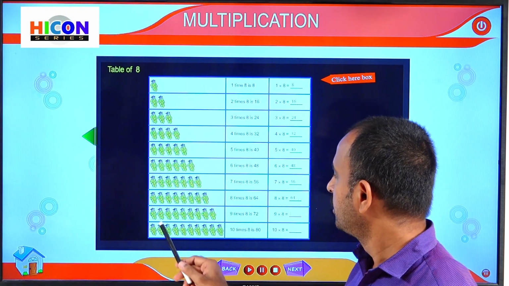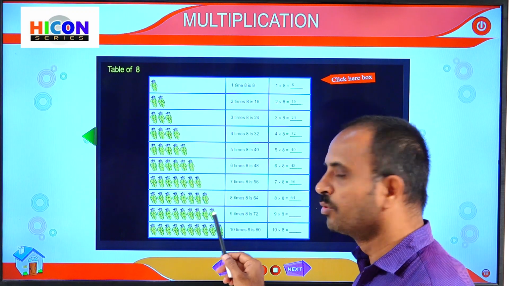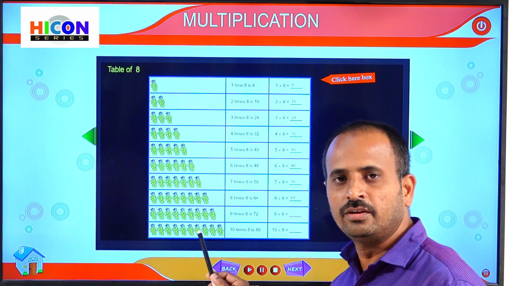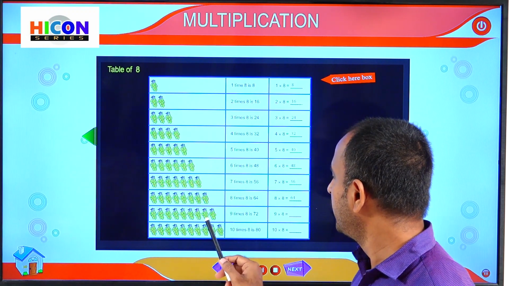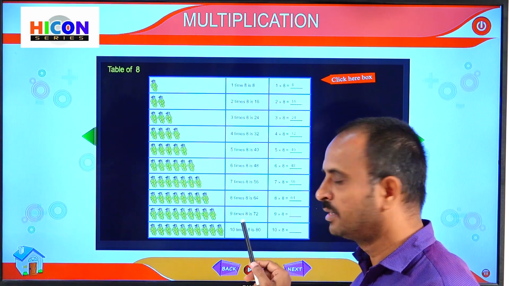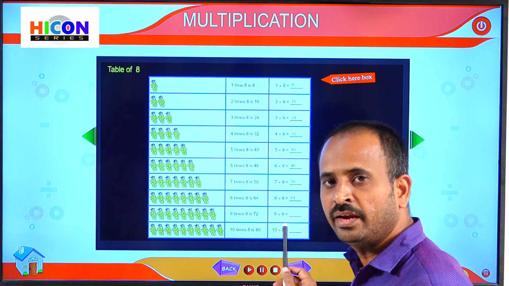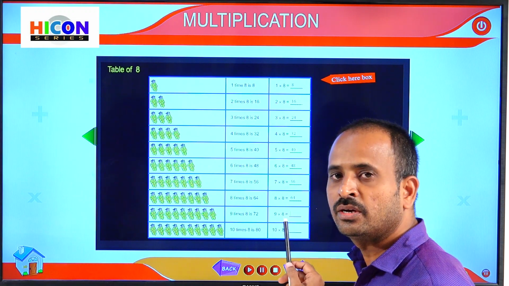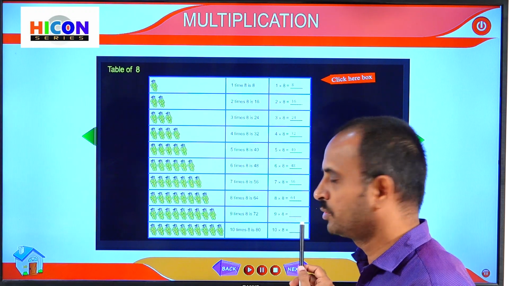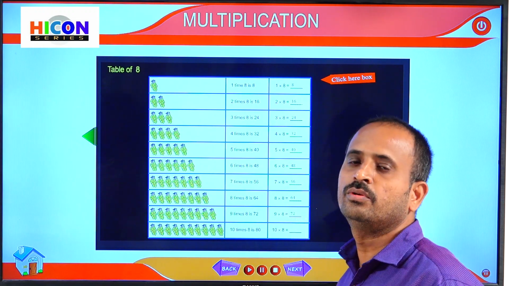So see the children. So there are total 9 groups. Each group has 8 fruits. So this can be written as 9 times 8, and it becomes 9 into 8, that is 9 eights are 72. So total there are 72 fruits.